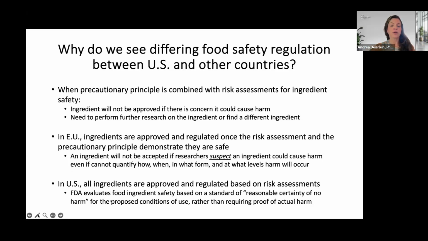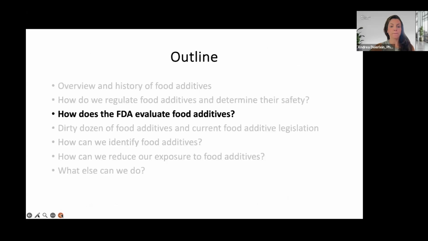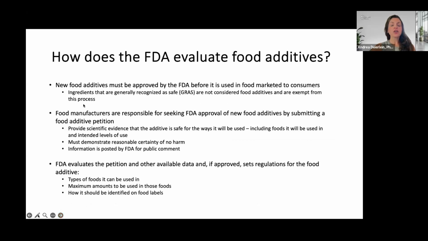So rather than requiring proof of actual harm. So how does the FDA evaluate food additives? So the way it works is that any new additive that is not currently in the food supply that a manufacturer wants to include in foods that are marketed to consumers needs to be approved by the FDA. As I mentioned, the 1958 amendment made it so that ingredients that were considered generally recognized as safe were not considered food additives and were exempt from this process.